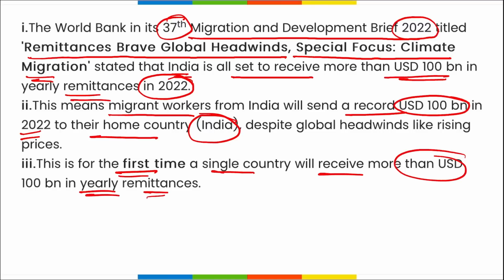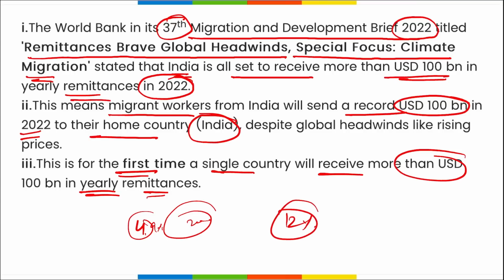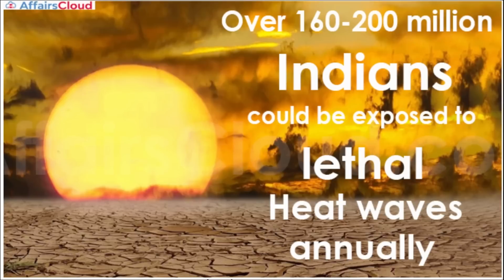Also, one more thing, remember that the growth of global remittance flows is expected to be around 4.9% in 2022, and remittance flow to India will rise 12%, which is ahead of China, Mexico, and the Philippines. And who released this report? It was released by the World Bank in the 37th Migration and Development Brief of 2022. Alright, next.